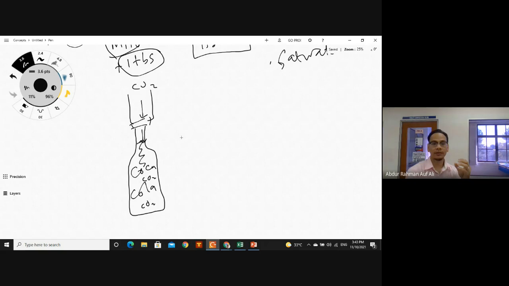So we have a solution pada asalnya tidak mengandungi carbon dioxide, but after some pressure is applied on the carbon dioxide, it dissolves into this water, and we have carbonated water. We have sparkling water.